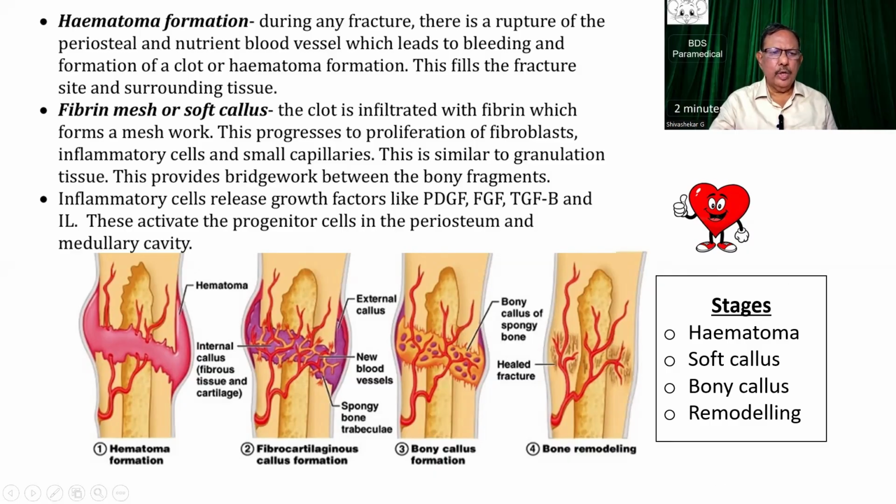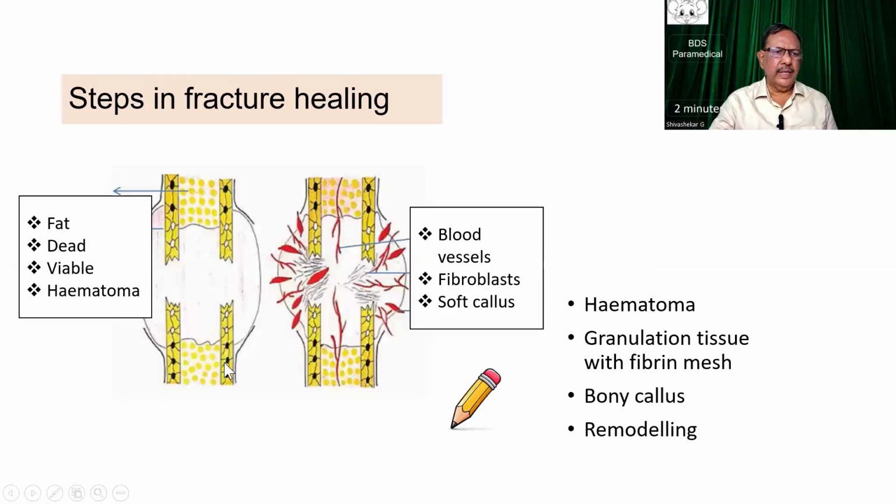So the stages are given here. Kindly memorize, draw this diagram. And this is a nice diagram. Again, a fracture is there. This empty space is the hematoma. There is a proliferation of the spindle-shaped cells, fibroblasts, and the string-like ones are the blood vessels. So this is the granulation tissue or a soft callus.